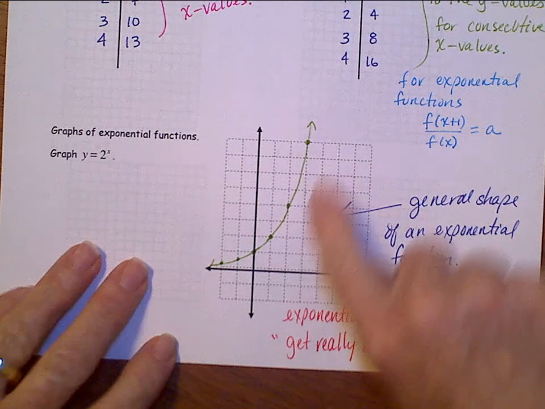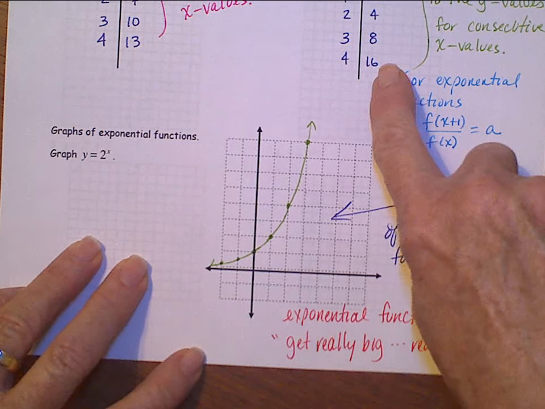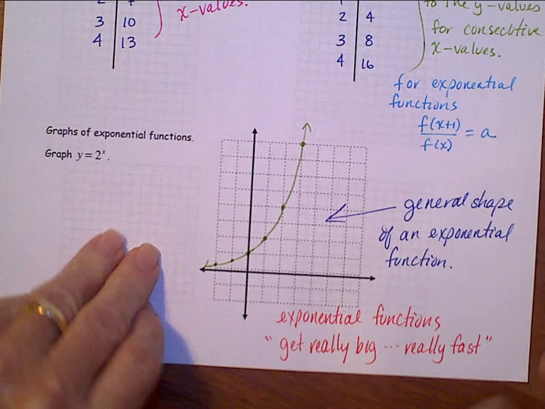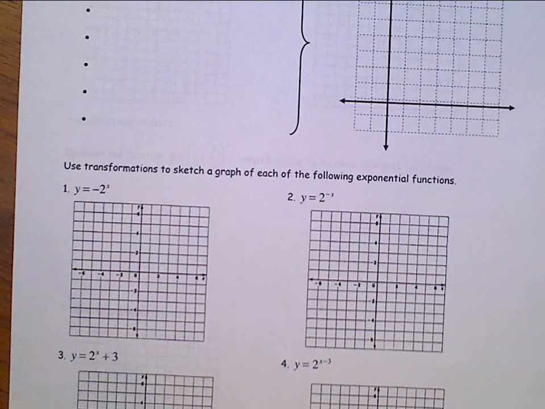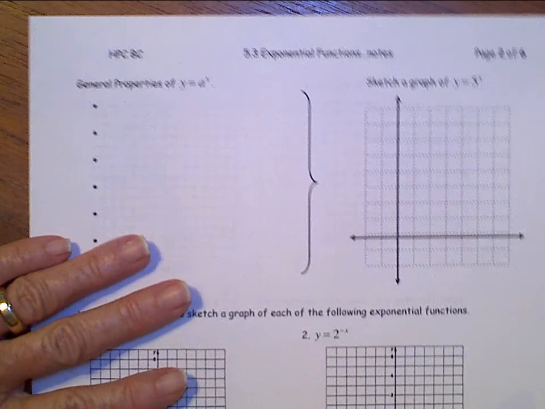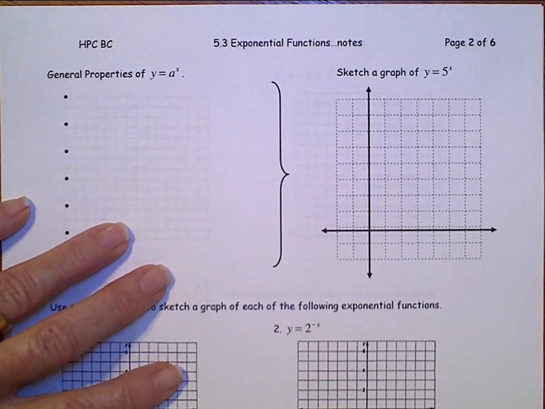That y value is getting real big, real fast. So at 4, y is 16. At 5, y is 32. All right. Let's look at this page over here. There are some general properties for exponential functions in the form of y equals a to the x.